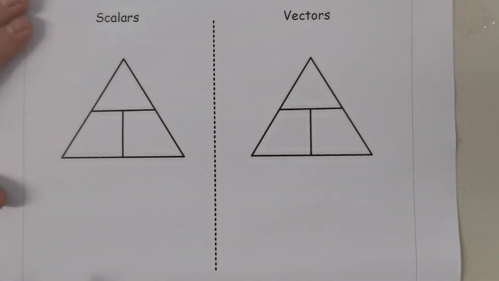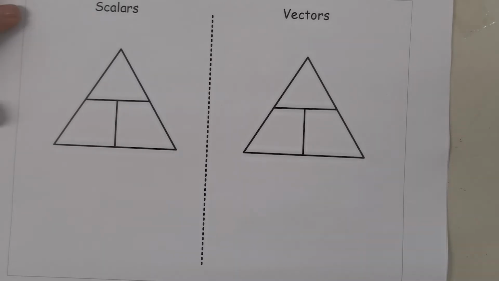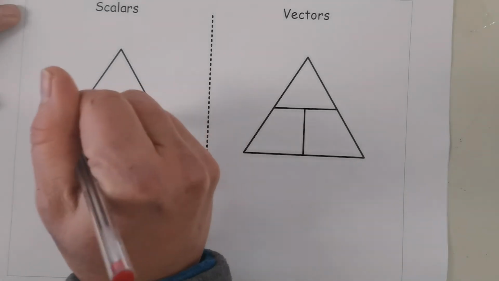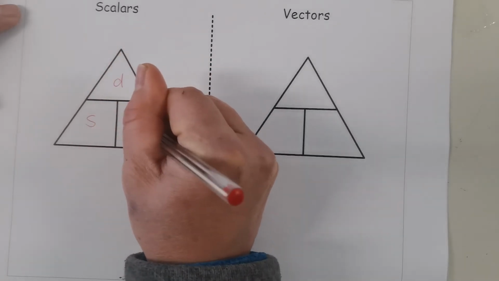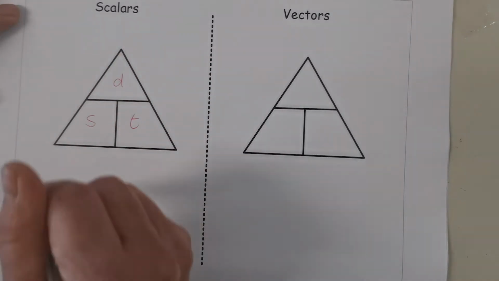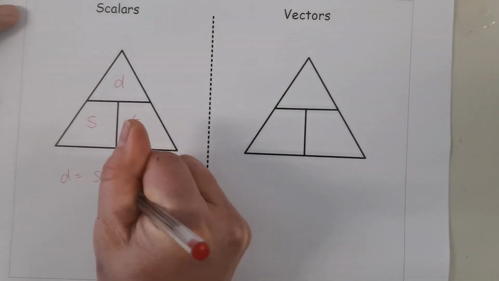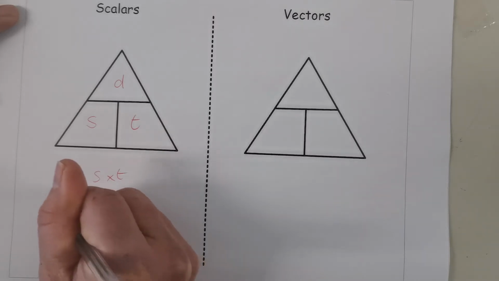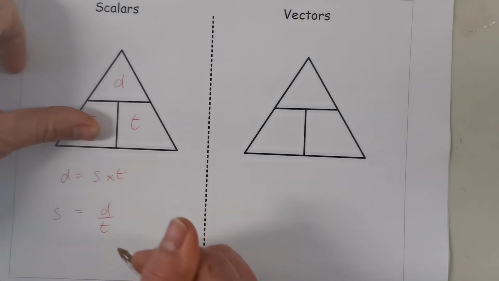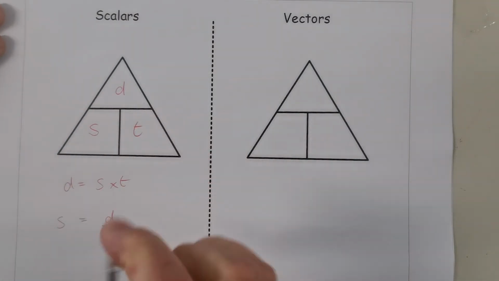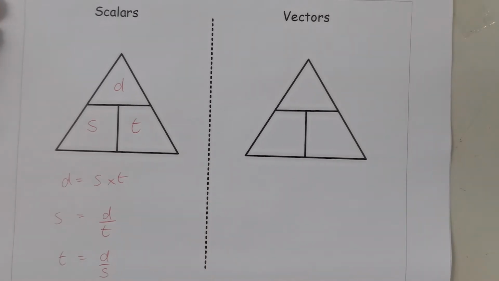So the formula we've been using so far was distance equals speed times time. So I can also use speed equals distance divided by time. So that gives us three formulas here. Distance equals speed times time. Speed equals distance divided by time. And time equals distance divided by speed.